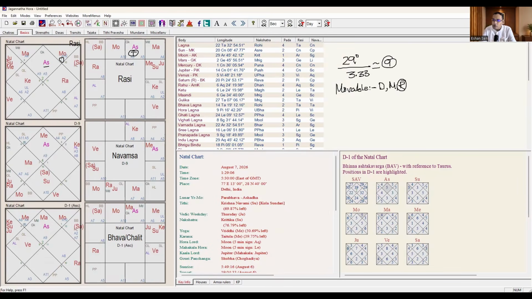Now, why is this important? Because there is a sutra to it. What is the sutra? The sutra states, check your ascendant deity and check your ninth house deity.